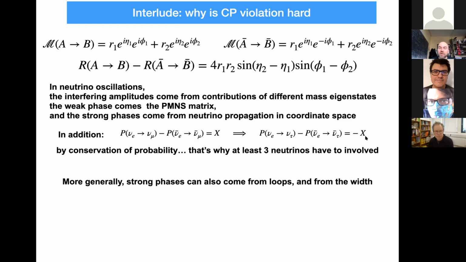So that's why at least three neutrinos have to be involved in the oscillations to see the CP violation, because you have to satisfy the condition that the total probabilities sum up to 1. So this is why there are so many conditions that you have to satisfy to arrive at CP violation.